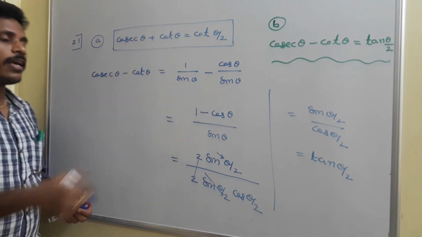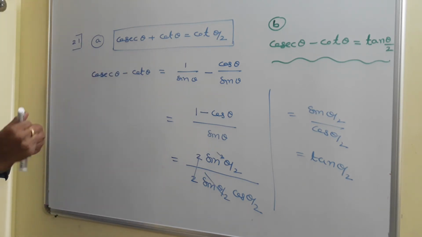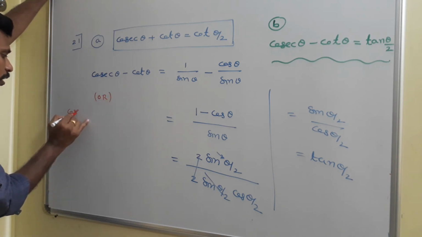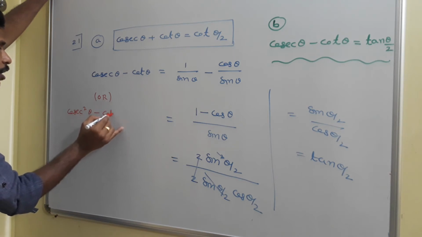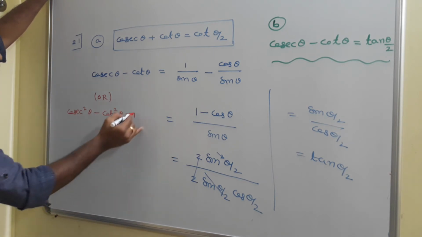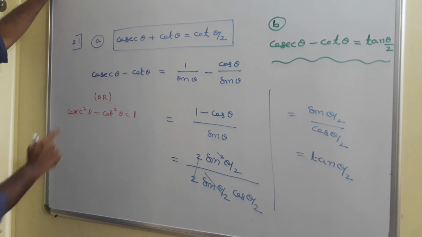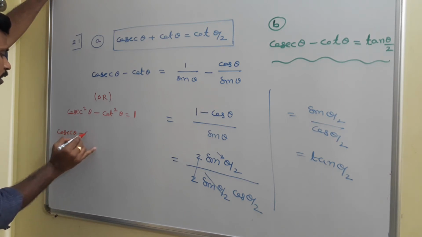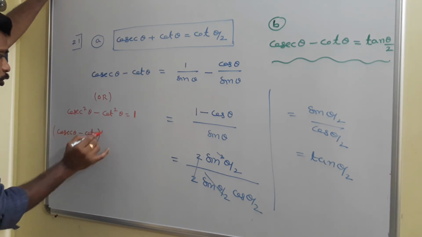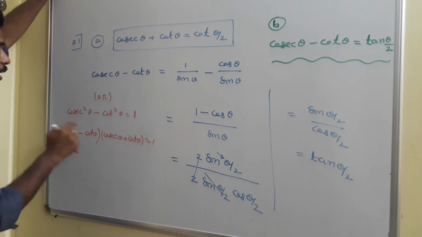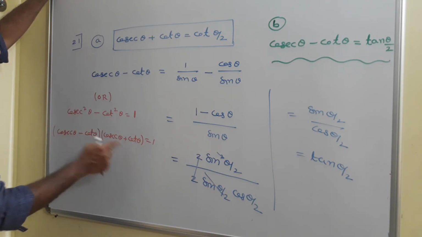Not only in the same pattern, we have a chance to do it another way also. What is the other way? You just look here. Cosecant square theta minus cot square theta is equal to 1. Very basic standard identities. We have three identities: sin square theta plus cos square theta is 1, secant square theta minus tan square theta is 1, cosecant square theta minus cot square theta is 1. With that idea, cosec theta minus cot theta into cosec theta plus cot theta is equal to 1. Is it right? A square minus b square, a minus b into a plus b.